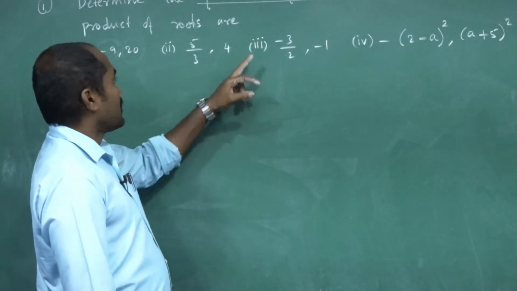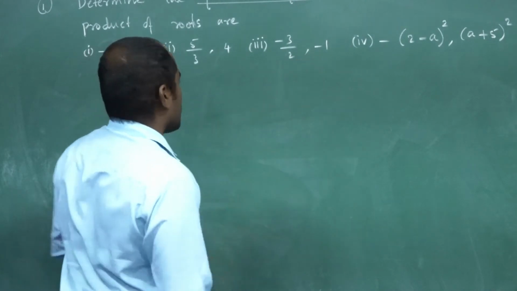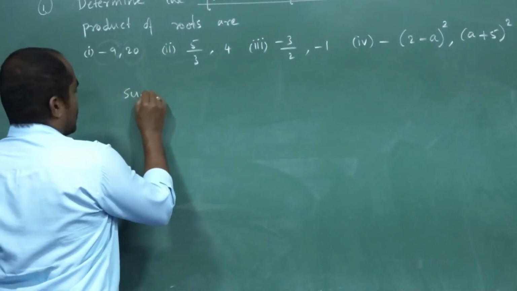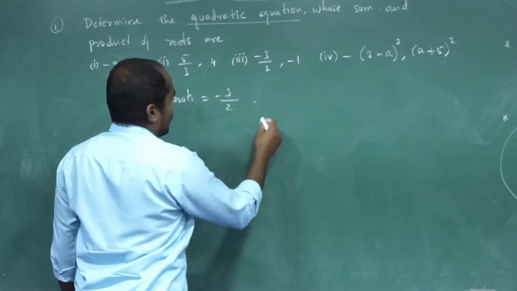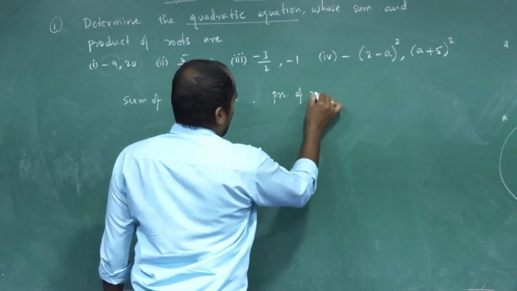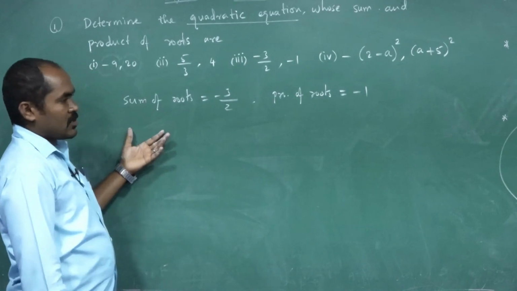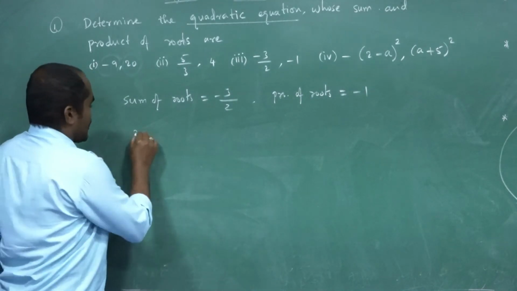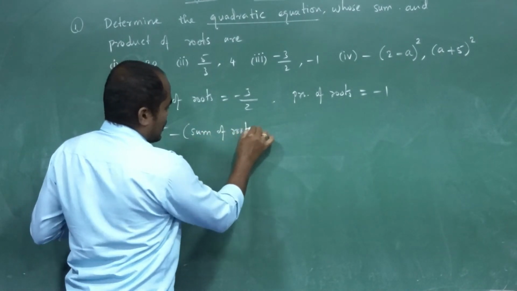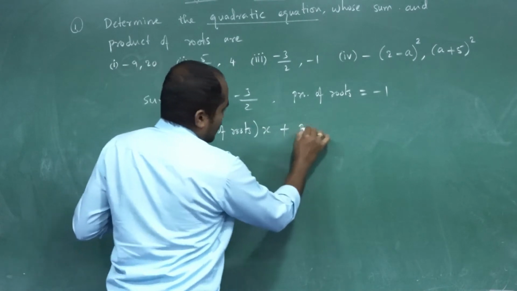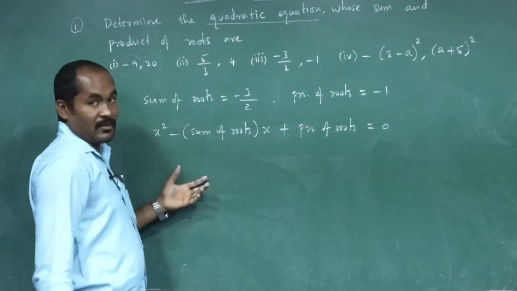Third one: the sum of roots is given as −3/2 and the product of roots is −1. So how do we form a quadratic equation whose roots are given? x² − (sum of roots)x + (product of roots) = 0. So this is our formula.